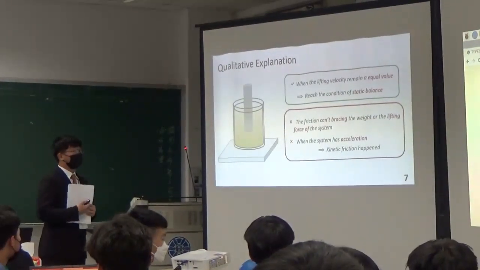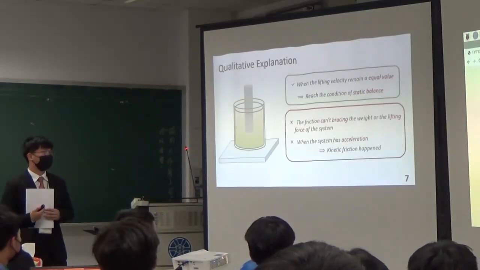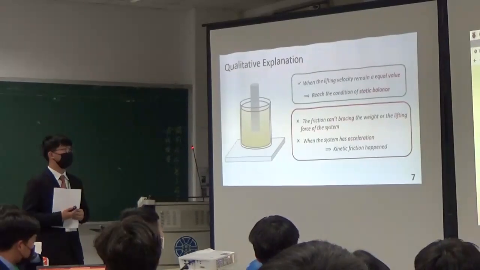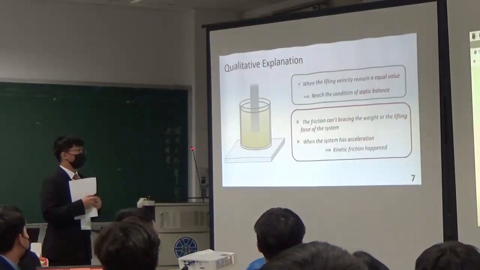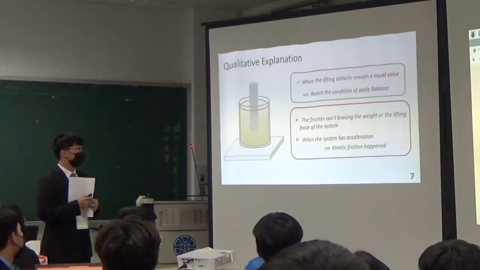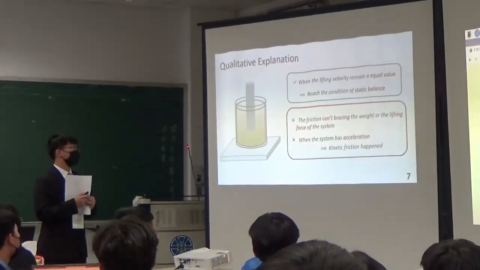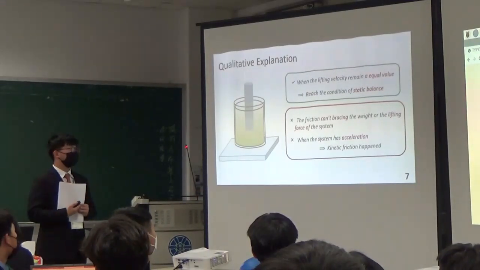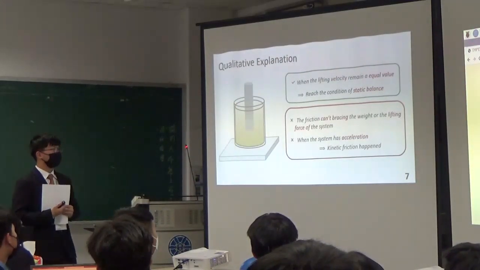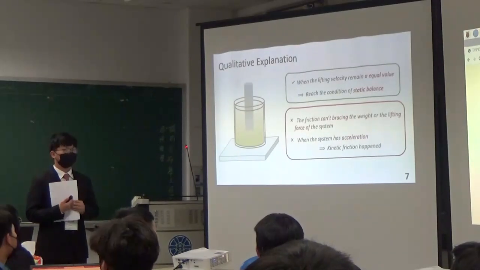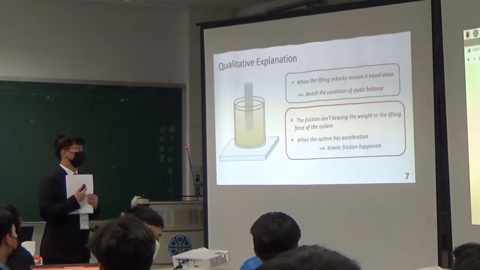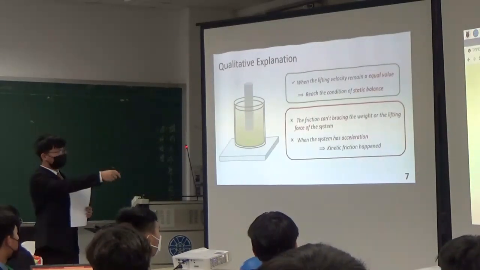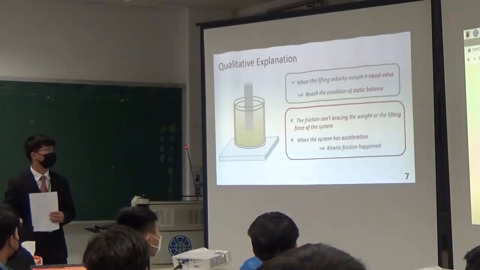And next is about the three kinds of explanation of this phenomenon. First is that when the lifting force T remains at an equal value, the friction between the rod and the particles equals the weight of the container and the particles. It reaches the condition of static balance. However, when the friction cannot balance the weight or the lifting force of the system, or when the system has an acceleration, kinetic friction happens. So in these two kinds of conditions, the phenomenon won't happen.